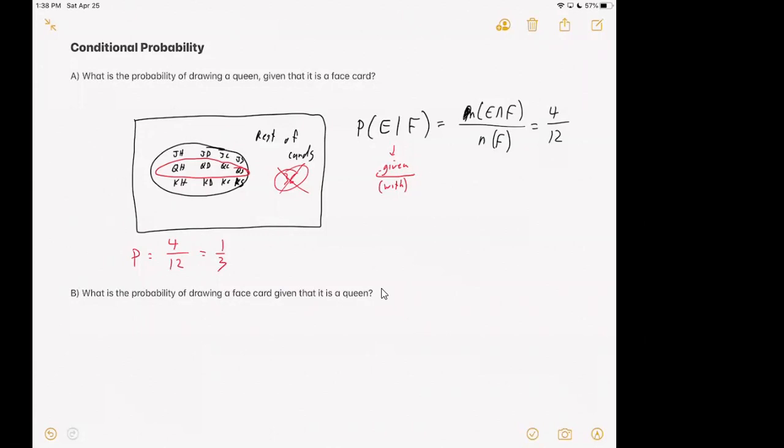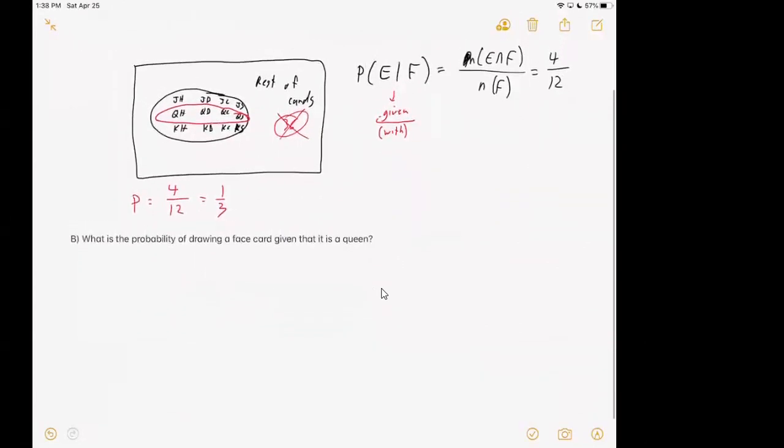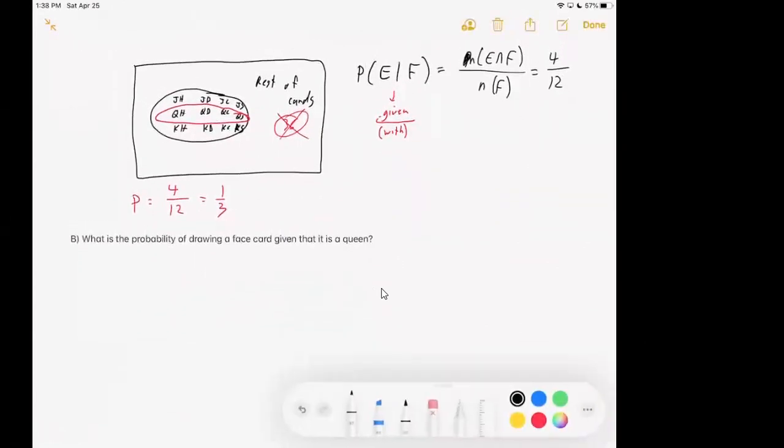The other option is we get the set of queens out of the deck and shuffle those, and then you're about to draw a card. Well, you can be 100% confident that you are going to get a face card, all right? So let's look at that in terms of a diagram.